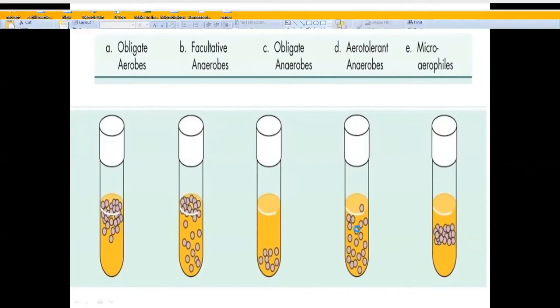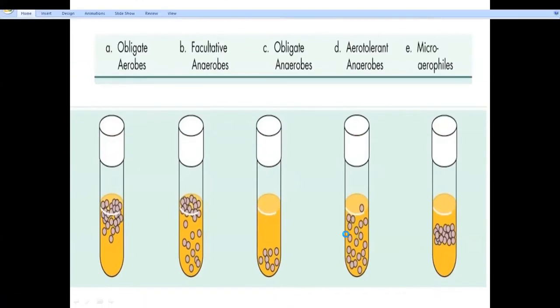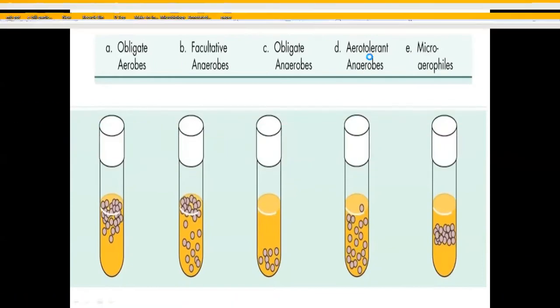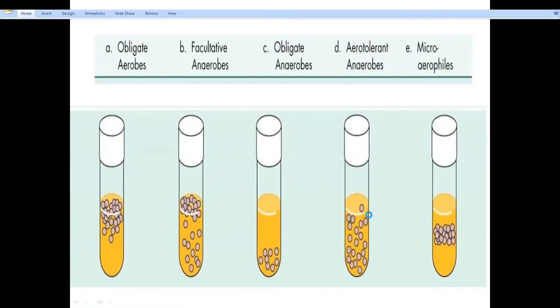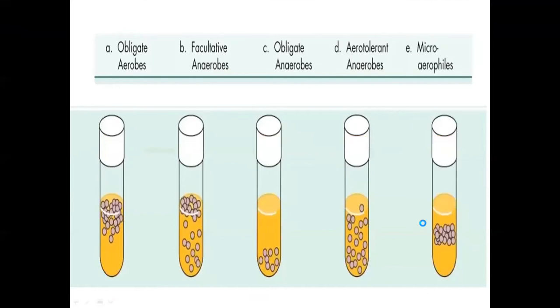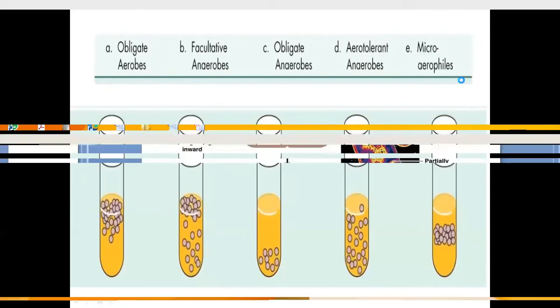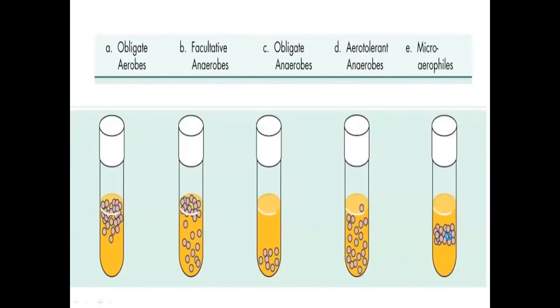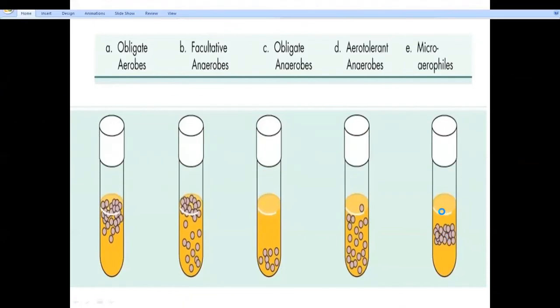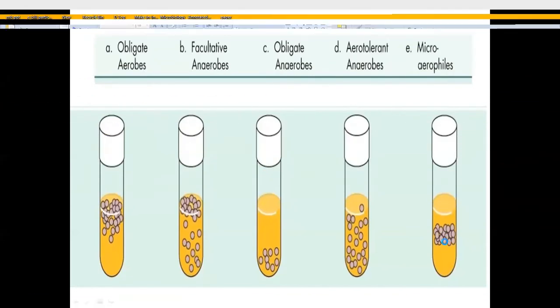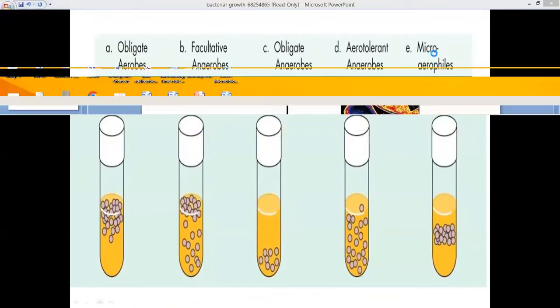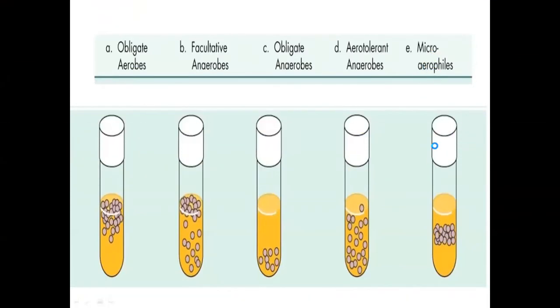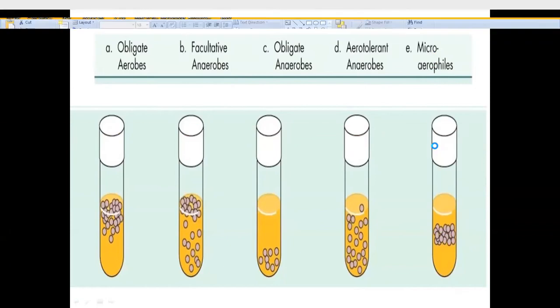So here the cells do not like oxygen. They are growing at the base, but they are tolerant to oxygen, so they can grow all throughout the length of the tube. And microaerophiles, they can grow at a particular level, just below the upper point of the media. They can grow because they require oxygen, but in less concentration. That is why they are called microaerophiles.